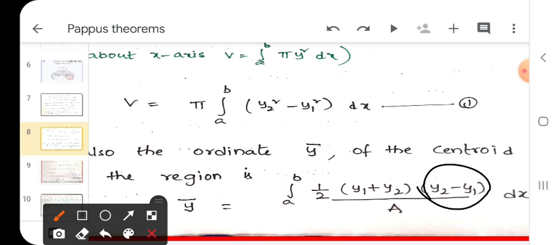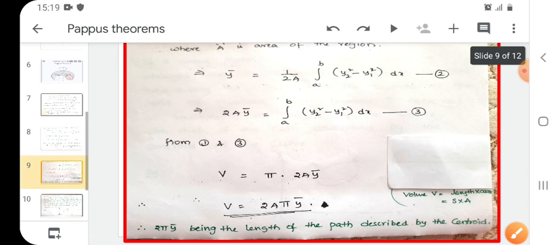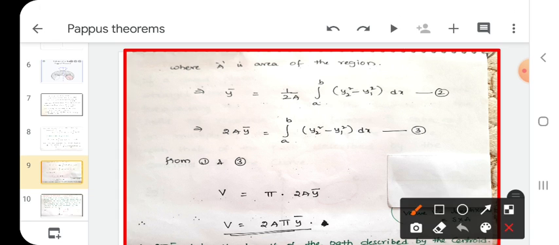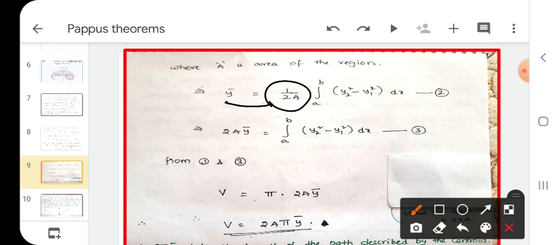y2 minus y1 into y2 plus y1 equals y2 square minus y1 square. Next, see here: y bar equals 1 by 2a, where 2a is constant, times the integral from a to b of y2 square minus y1 square dx. Now I send 2a to the LHS, so we get 2a y bar equals the integral from a to b of y2 square minus y1 square dx.